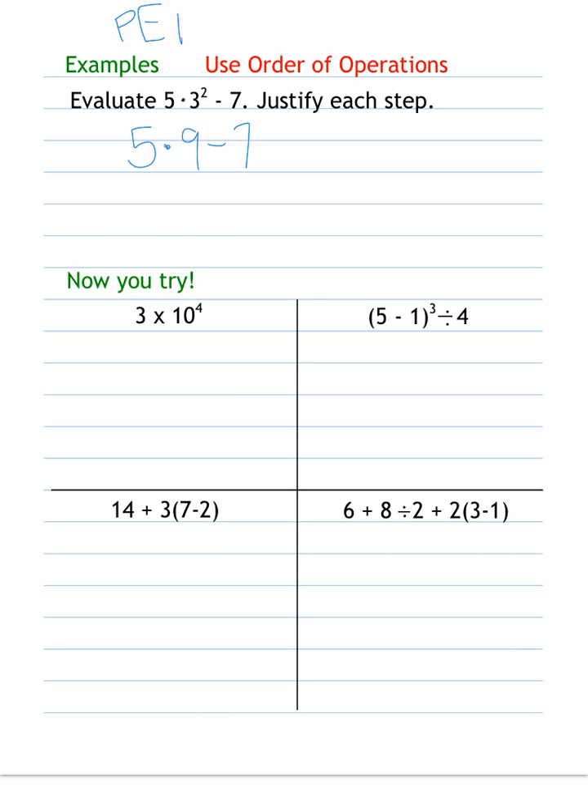Our next is multiplication or division, working left to right. We have multiplication here, so 5 times 9, which is 45. Again, we carry down the rest of our expression. And then next, our steps are addition and subtraction, working left to right. So we have 45 minus 7, which is 38. And that is our final answer. Try these on your own and then come back and check with me after you are done.